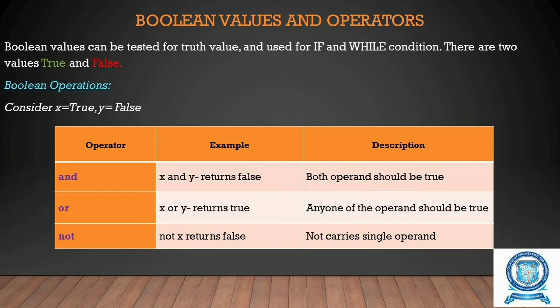In the case of the OR operator, x or y will return true, because any one of the operands should be true. Then we will receive the answer as true. The NOT operator will give the opposite of that value. So not x will return false, because already we have x as true. This carries a single operand always.